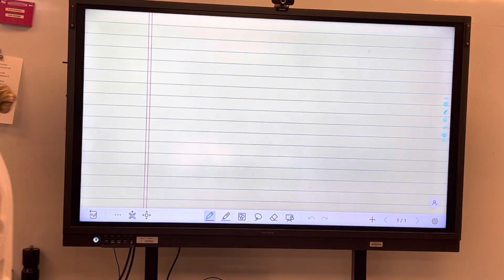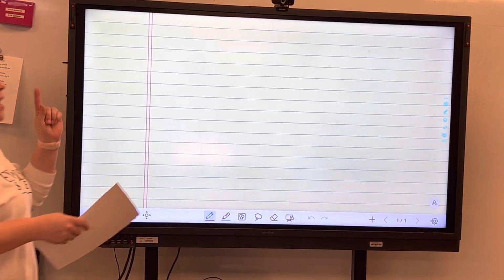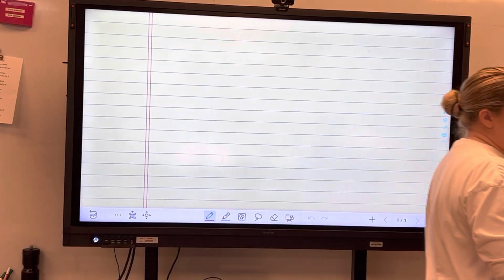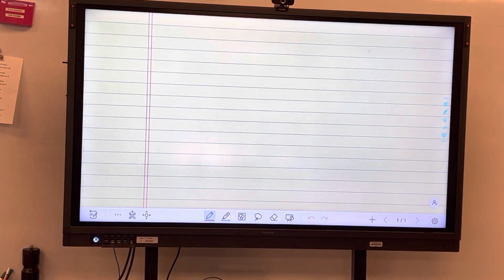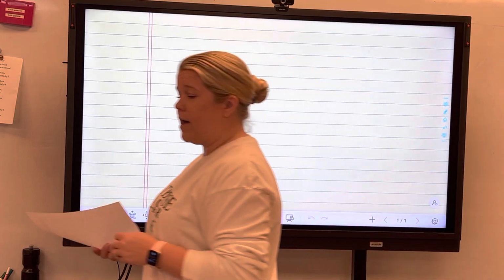2 and 3 both have to be factors. If you only see 2, it's not going to divide by 6. If you only see 3, it's not going to divide by 6. But if it has 2 and 3, then you know 6 has to work, right?